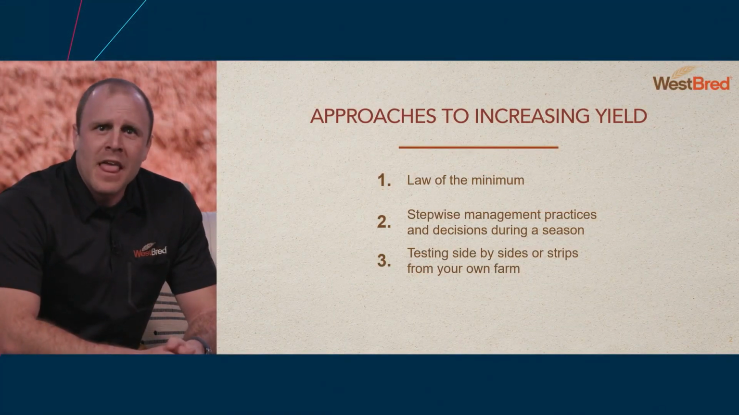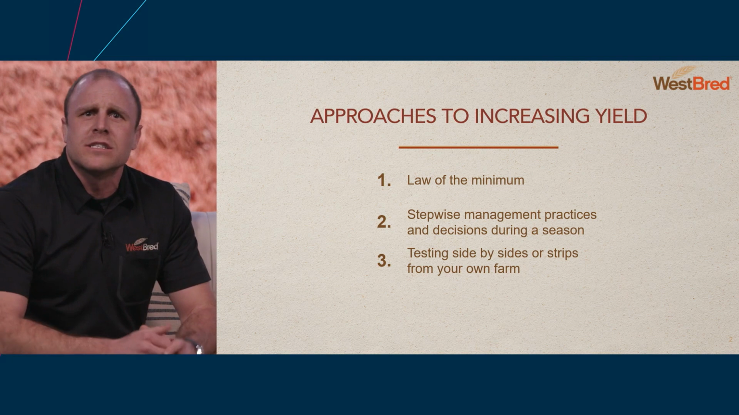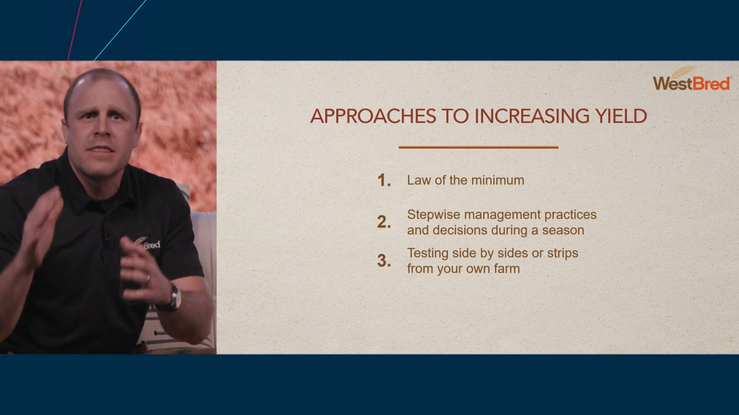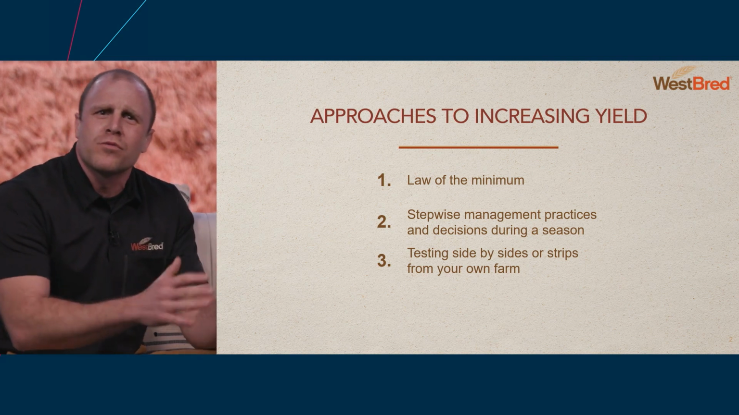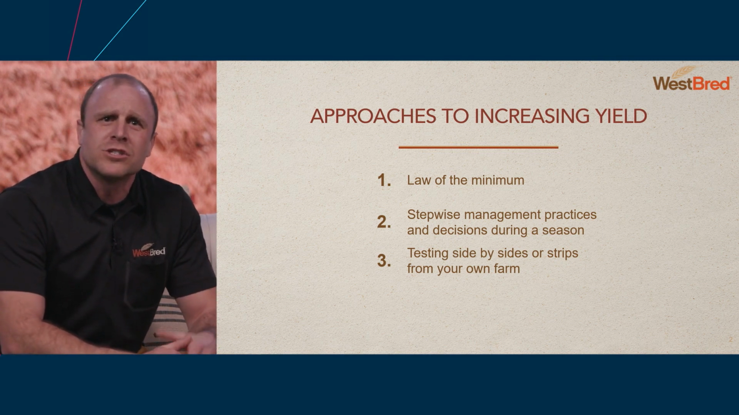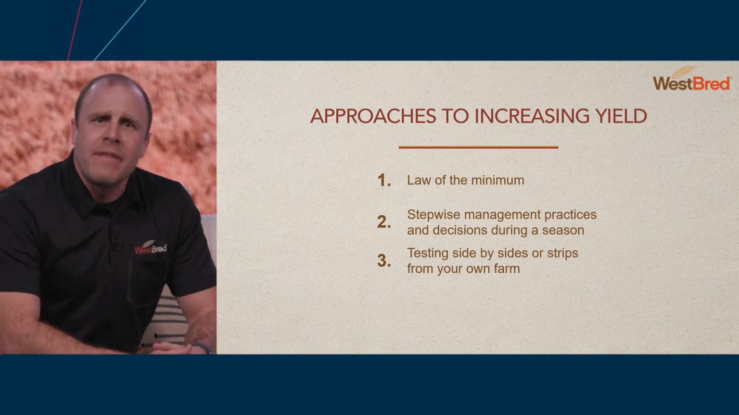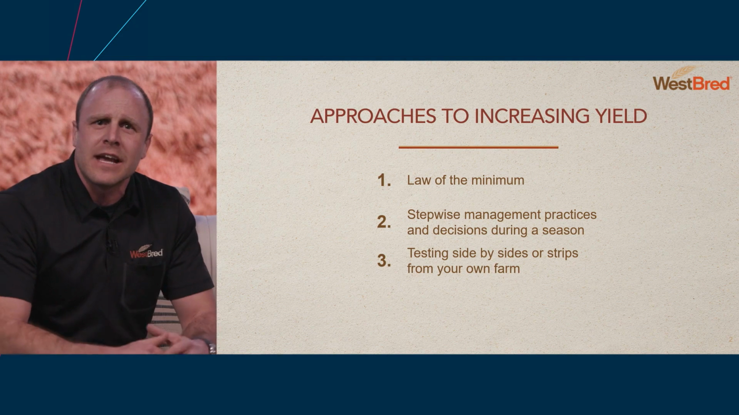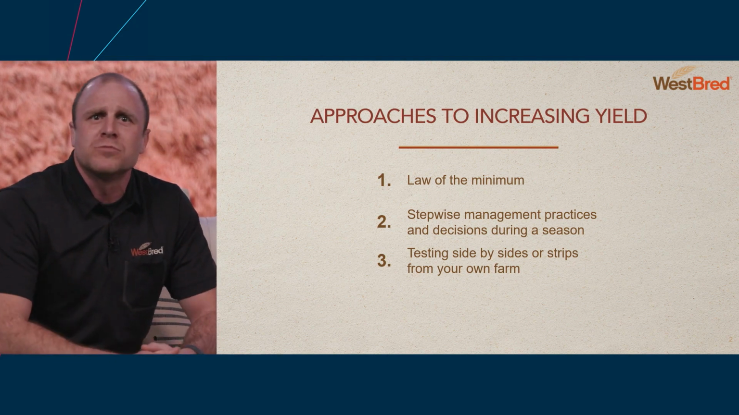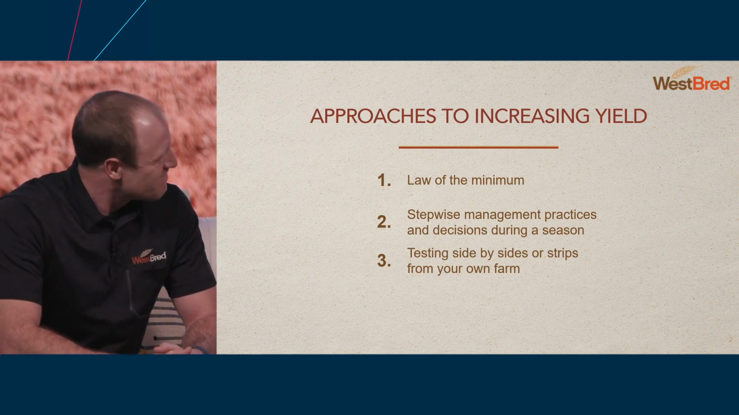The first one is going to be what we call the law of the minimum. And then we'll look at kind of a checklist of early season, in season, and the end of the season, moving through management and trying to make the right decisions at every step of the way. And then we'll finish up with thoughts on testing, how to test to make the right decisions moving forward in your operation. That sounds great.